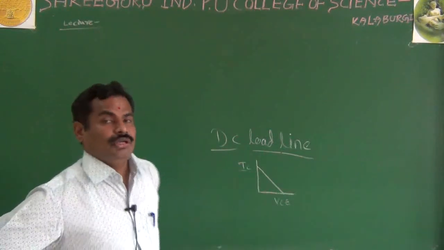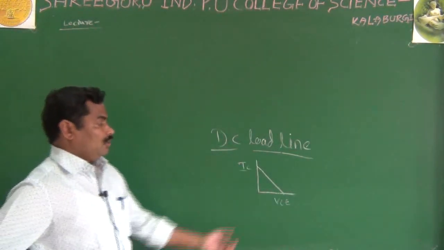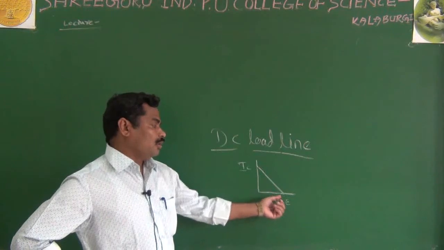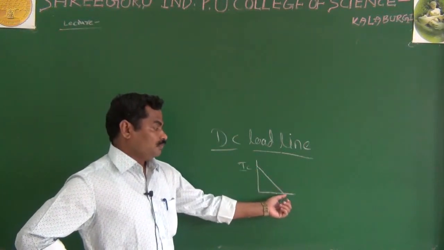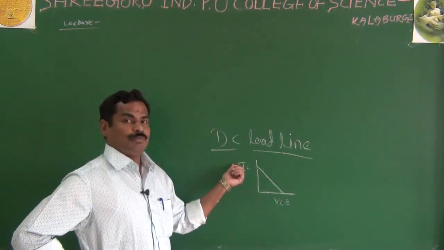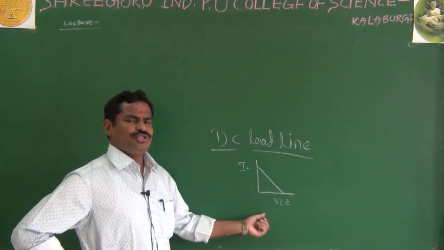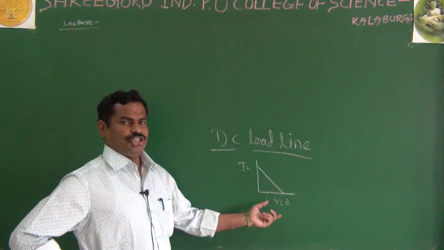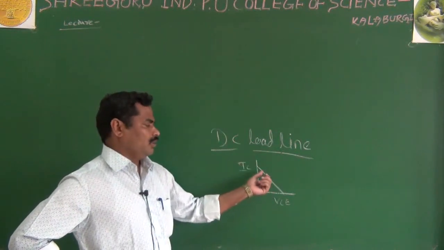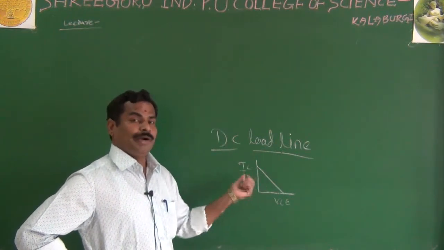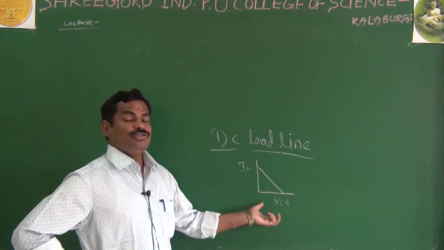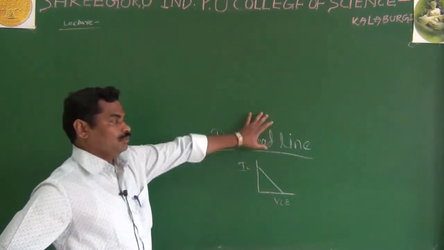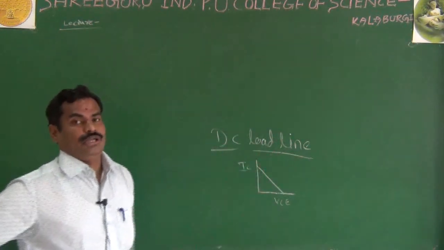Another way of definition, very simple. It is a line drawn on two points: one is called the cutoff point and the other the saturation point, with a zero signal condition. What is the DC load line? A line drawn on the two points, cutoff point and saturation point, with a zero signal condition. This is nothing but your DC load line.